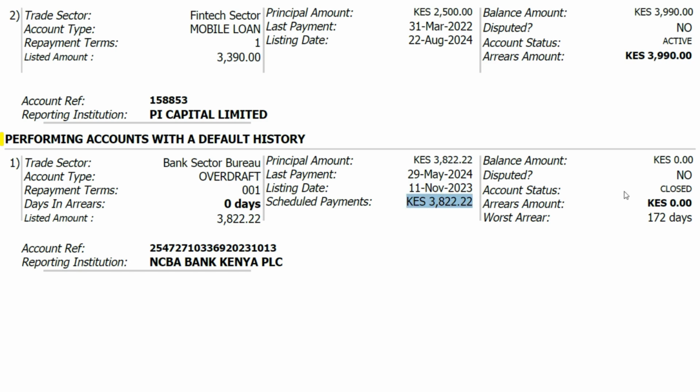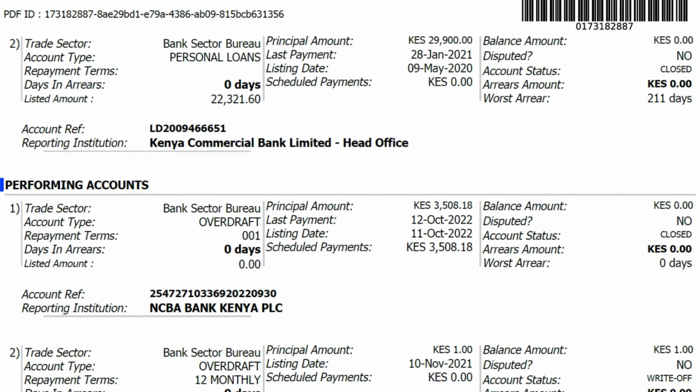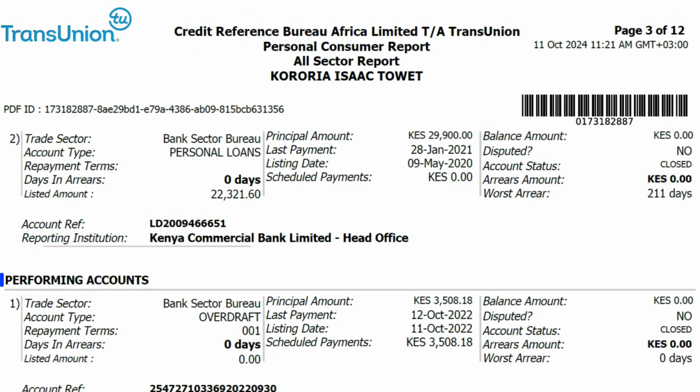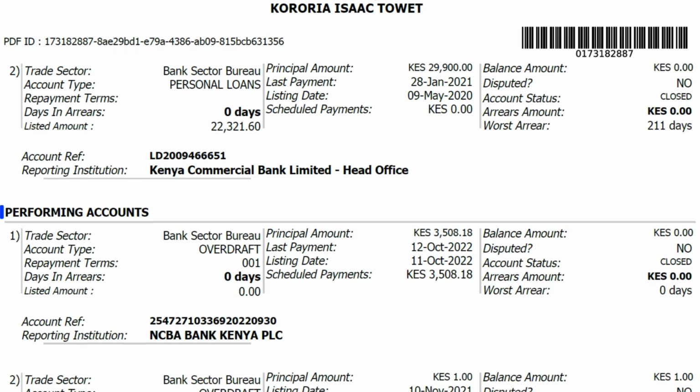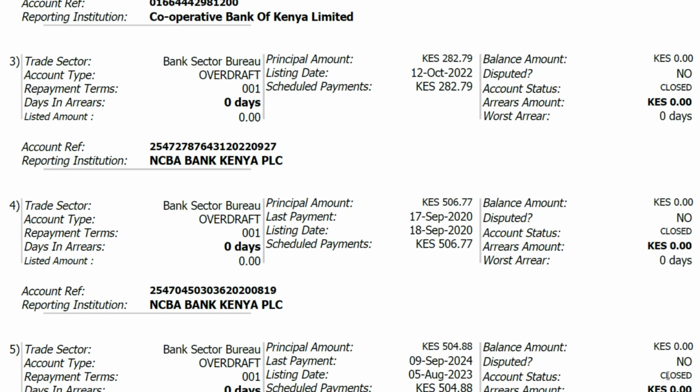And as you can see, the account status is closed because the balance is zero. The account will only be closed if the balance is zero. And as you can see, this was a late repayment because the worst arrear on this loan was 172 days. They took 172 days before they could clear this loan. And of course, now we have the performing accounts. As I had stated, these are accounts that are in good standings or they have even been repaid within time. And you can see they are all closed.